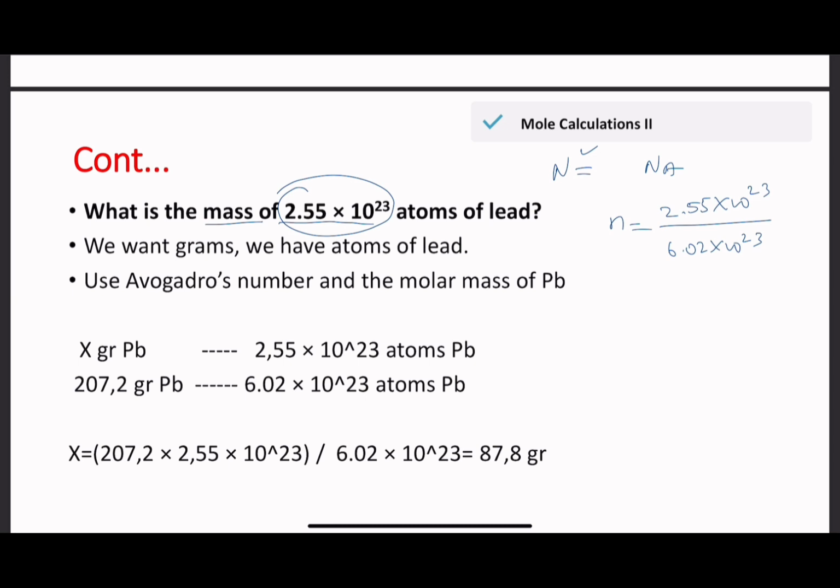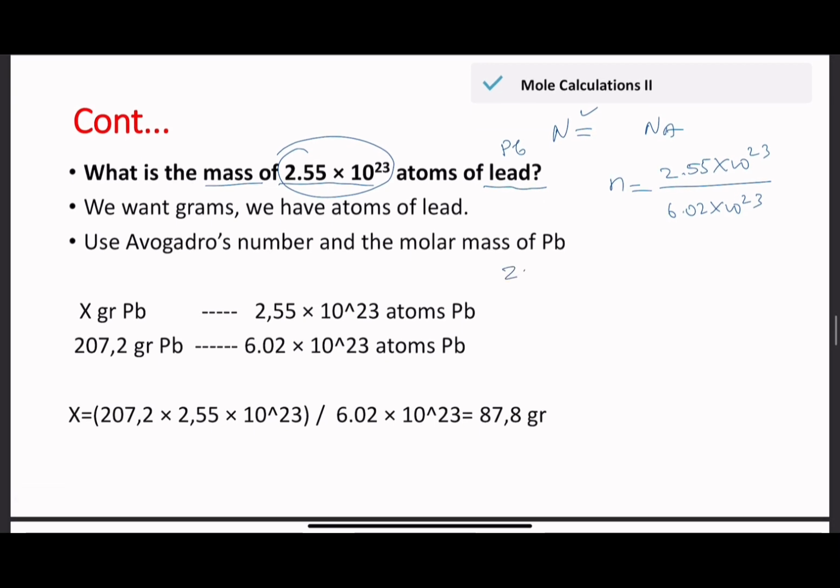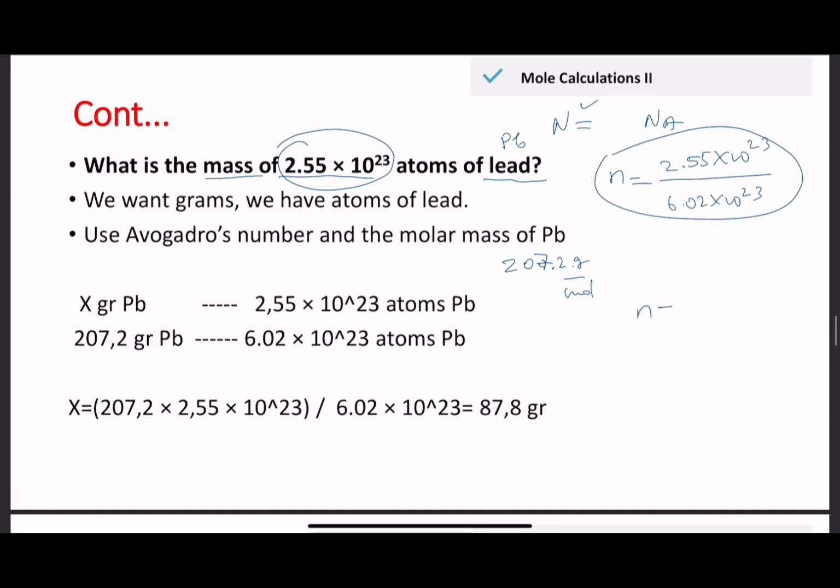And then you need to check the molar mass of lead, which is 207.2 gram per mole. And once you have the mole number, you know that n is m over molar mass, and then m would be n multiplied by MM, right?